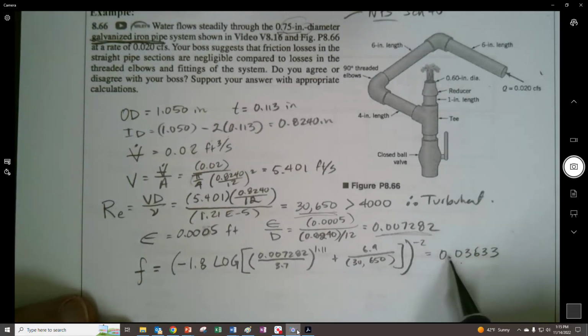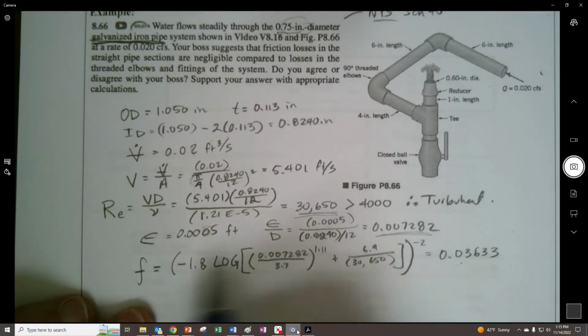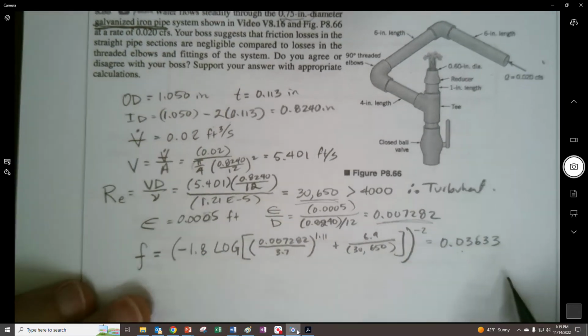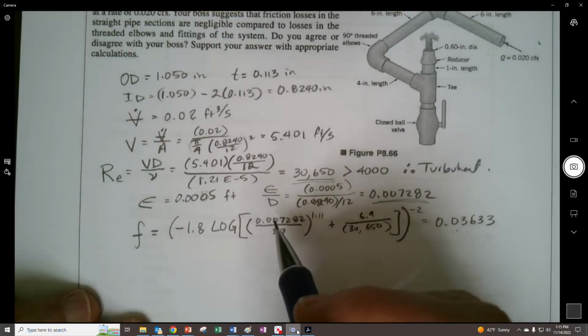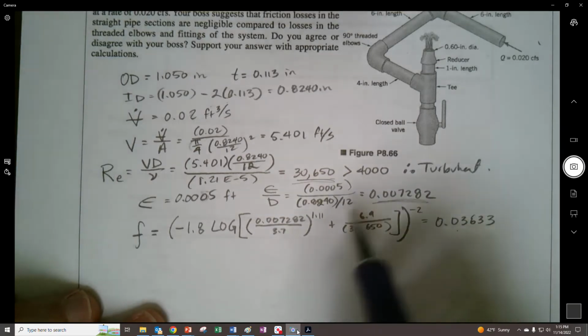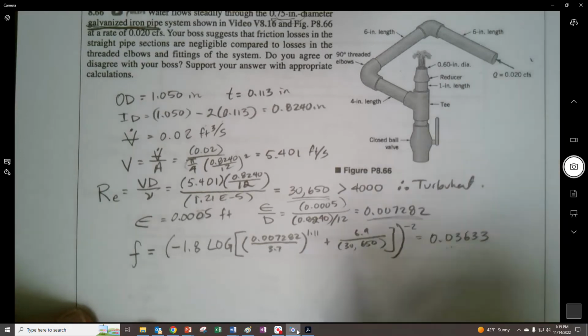It's still an approximation because this is not exactly matching the Moody diagram, but it does a pretty good job. I've graphed them on top of each other before, and they don't look too bad. All right, so now let's figure out what the piping losses are.